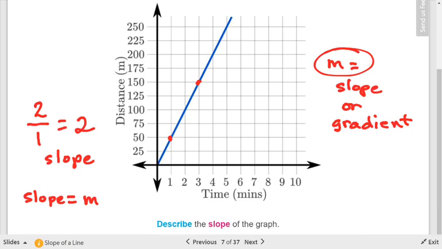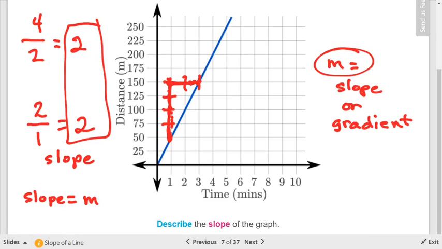So let's just count those out. Remember, you count what first? Rise first and then run. So we're going to go up here and then to the right there. To get from here to there, I have to go up how many units? 1, 2, 3, 4 units, right? And to get from here to there, I have to go to the right 2 units, right? So that gives me my rise over run, but I couldn't leave it as 4 over 2, because 4 over 2 means 4 divided by 2, which is 2. Is that the same answer I got a while ago? You bet.